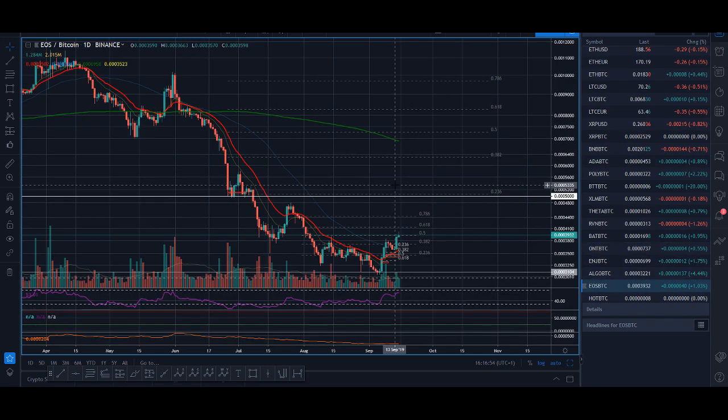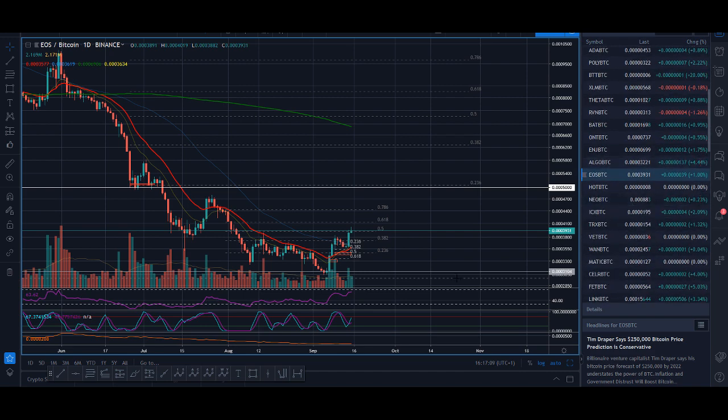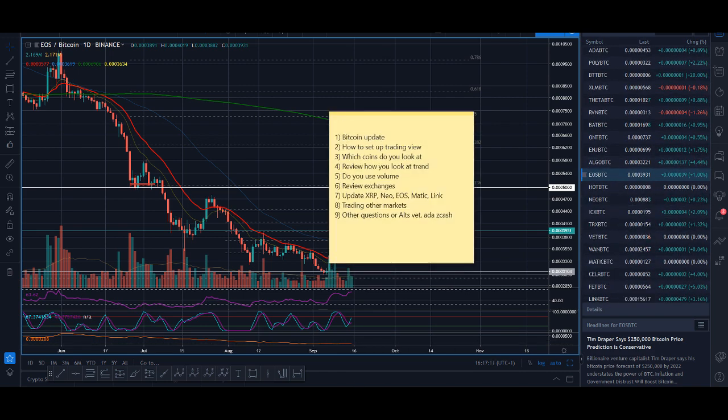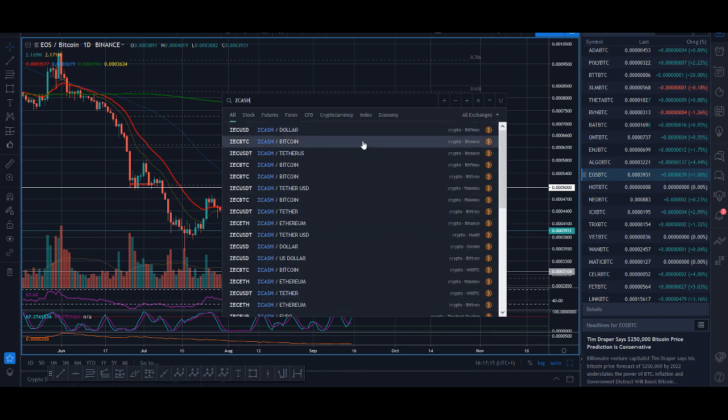Especially EOS, guys. EOS might be running out of steam soon. These are two levels I'm looking at where it can maybe find some resistance. It will probably find some resistance at the 618 level. So that's why you should be in here, not at the top. But EOS is still looking okay. Lastly, Zcash, before I talk about trading other markets.